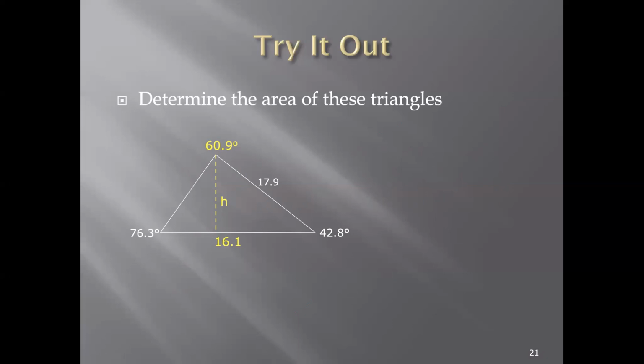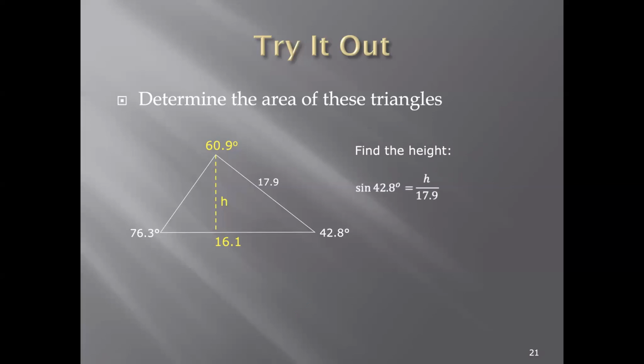So now we already have the base. Let us solve for the height of the triangle. Notice that we have here a right triangle, wherein we already have the hypotenuse, which is 17.9. So this will be our right triangle. The hypotenuse is 17.9. We already have a given angle here, which is 42.8, and the opposite side, which is the height. To solve for the height, we can use the formula in solving a right triangle.